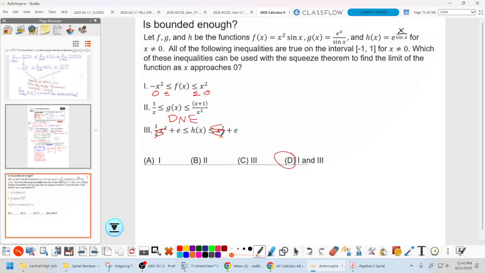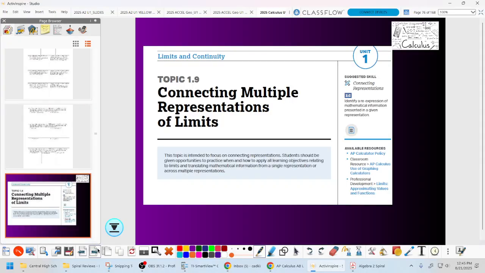All right. So last topic that is covered on your quiz, and we're going to come back to that, is multiple representations of limits. So far we've looked at graphs, tables, and then function rules. And so this is where we get the chance to see if that has sunk in, I guess you could say.